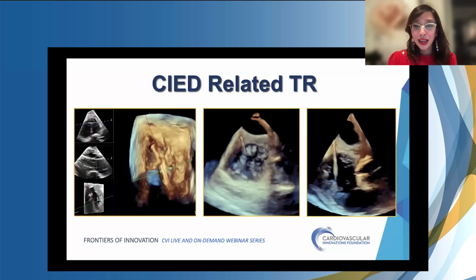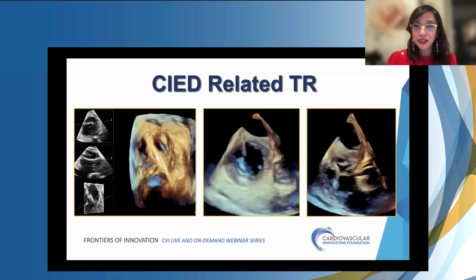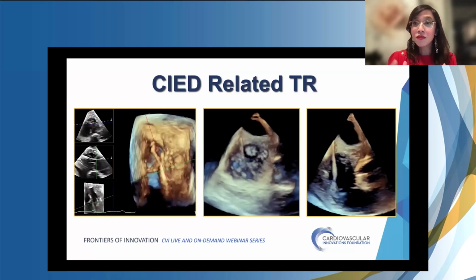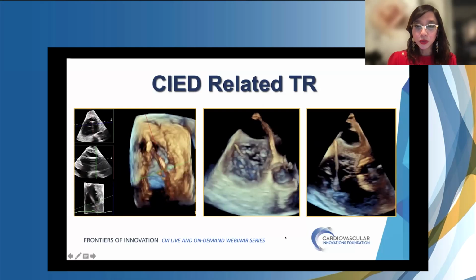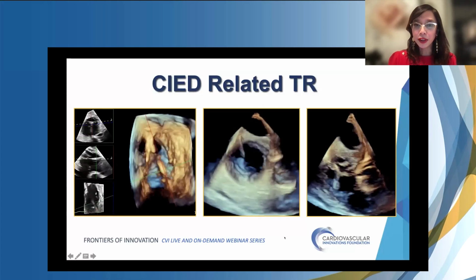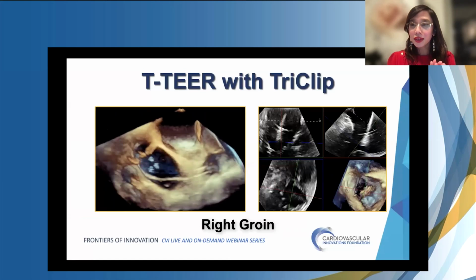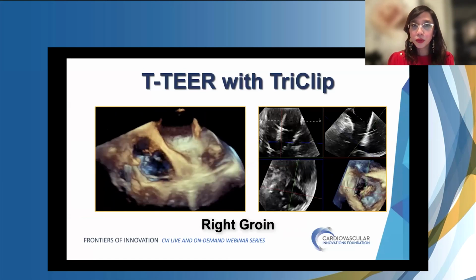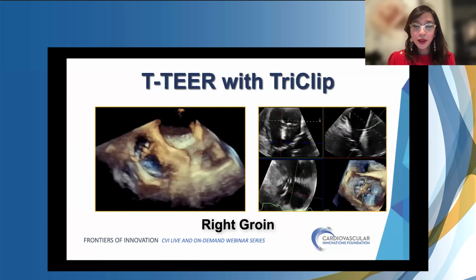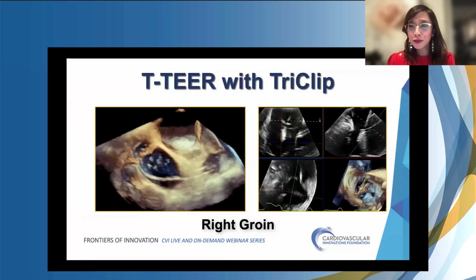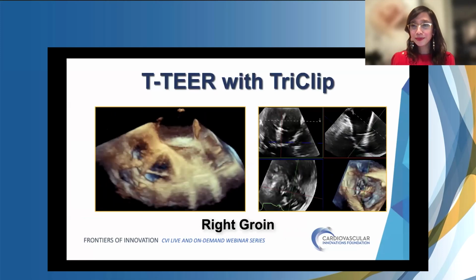subvalvular apparatus and that fibrosis, as Paul mentioned earlier, that caused this TR around that lead and anterior to it as well, and possibly that prolapse and flail. And so we had the grasping view and thinking that certainly approachable with TriClip, right, Paul? Any comments before I move on to the procedure?